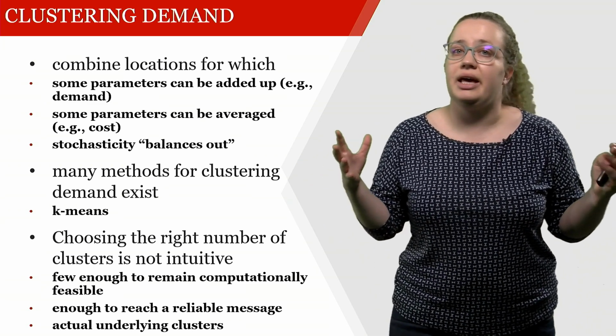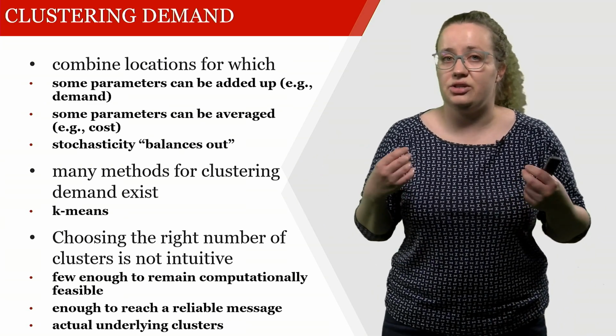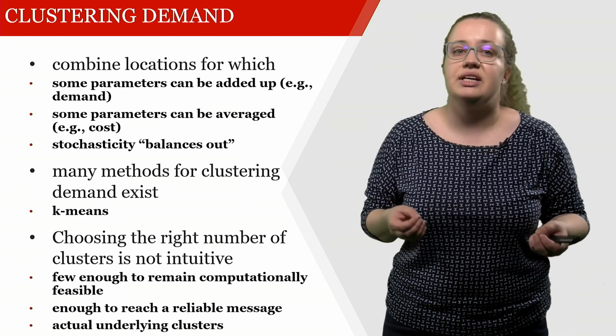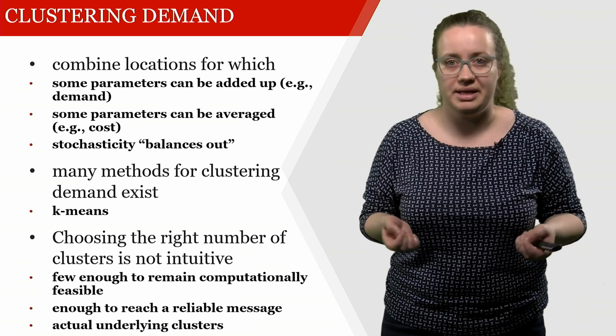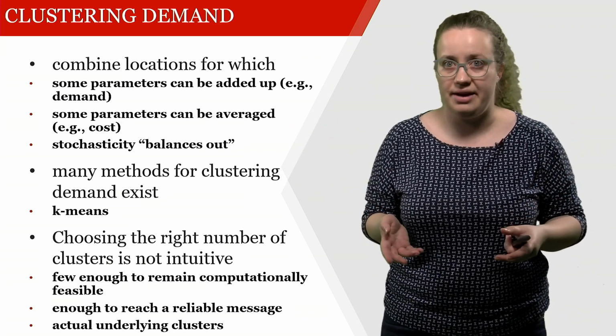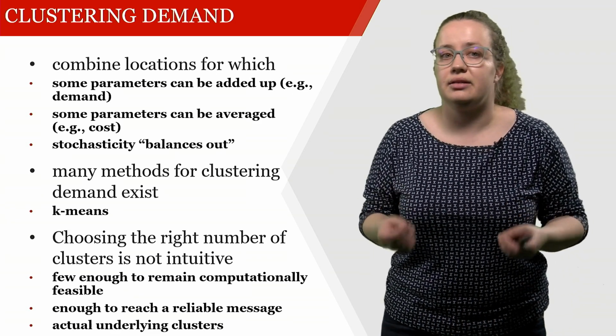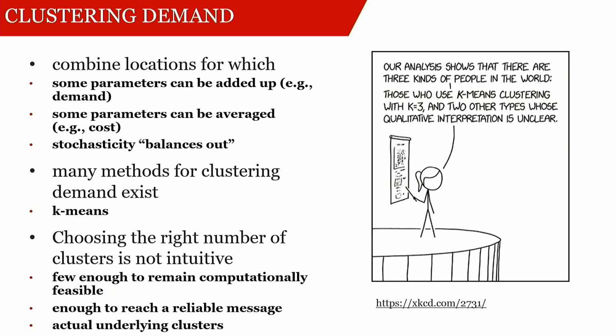So we have to keep our k small enough that we remain computationally feasible. But we also need to have a k that is large enough to reach a reliable message, so that we don't just average over everything. And of course, we should also represent actual underlying clusters. So I think XKCD did a brilliant job at explaining this. If we use 3 clusters, so k equals 3, and then we say, okay, this one cluster explains everything and these 2 other clusters have 0 interpretation, 0 meaning, then maybe my k was wrong.